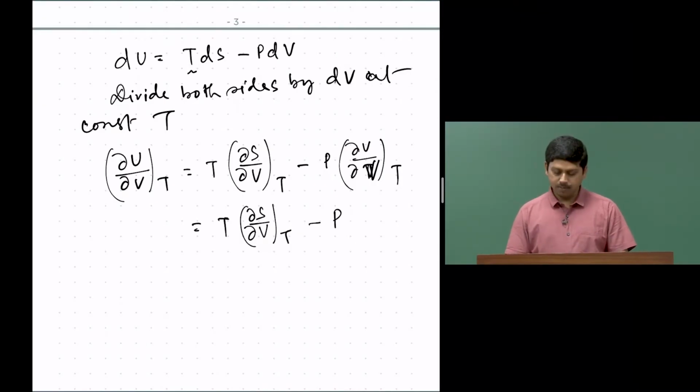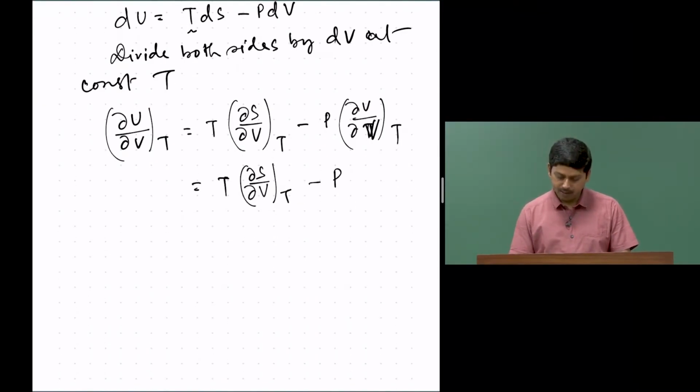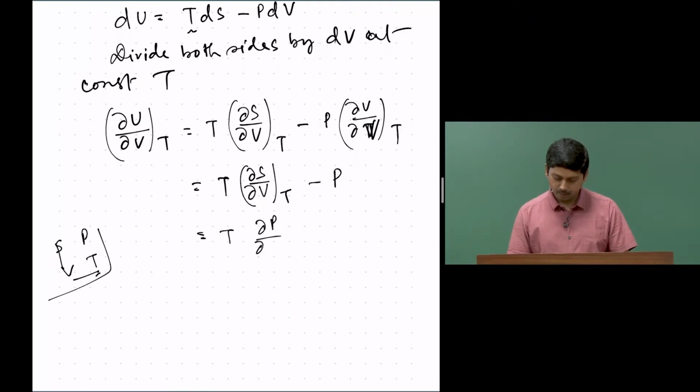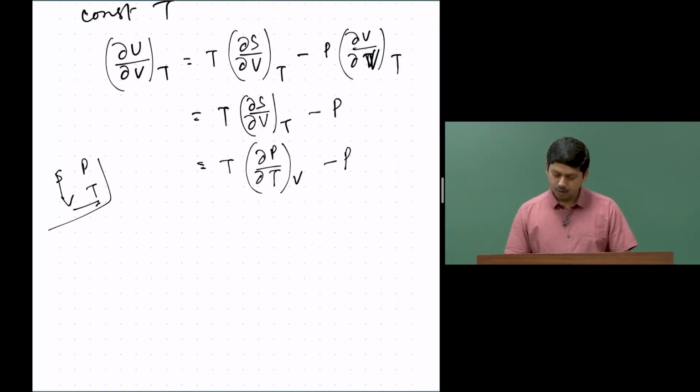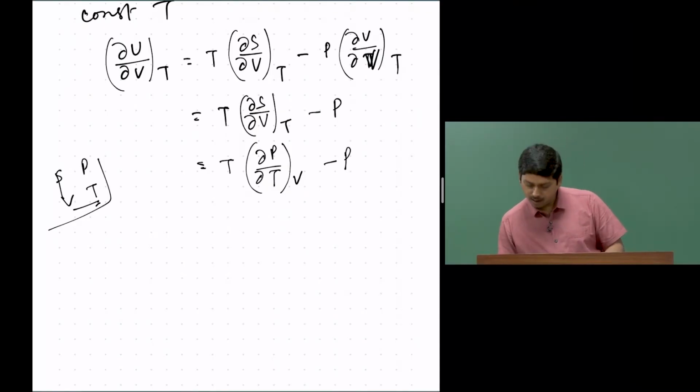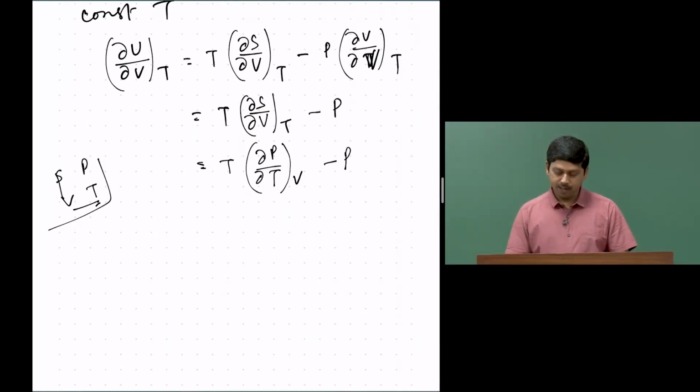Now, I have to just do del s by del v, and that I will now use the Maxwell relation. So, you see del s by del v at a constant t is nothing but del p by del t at a constant v, minus p. So, this also we got, but that does not help us in getting the alpha and kappa t, because in alpha and kappa t we know. So, this much we got.